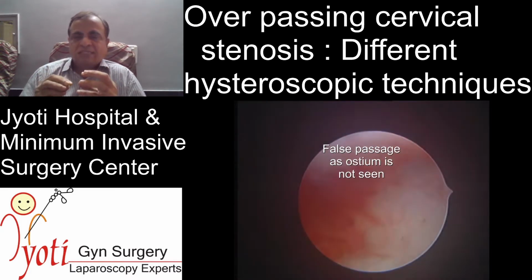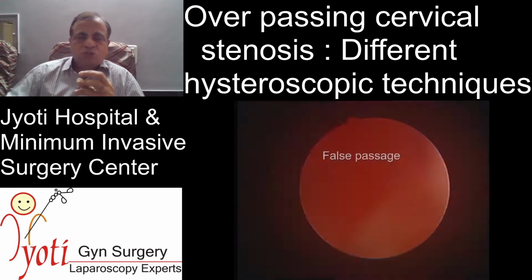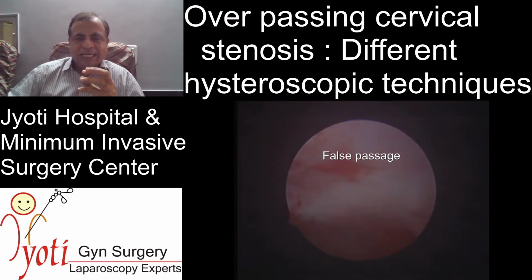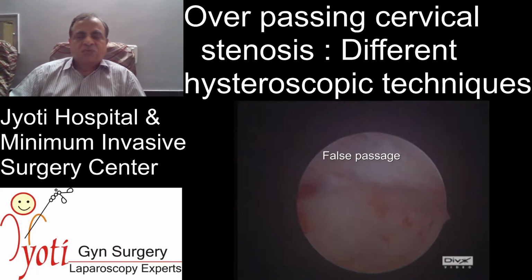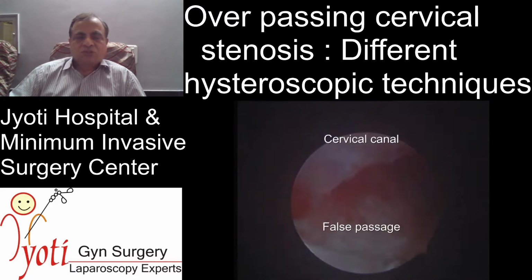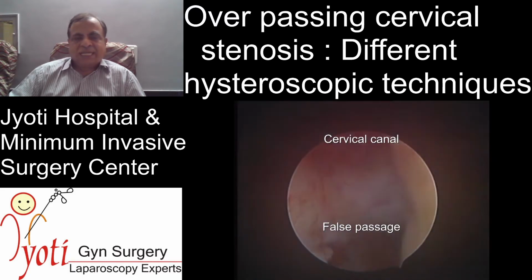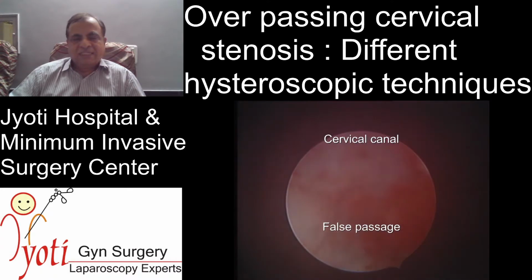So make sure that this is anteverted or retroverted. Make sure that you are moving this cable correctly and finding out where the false passage is and where the actual part of the cervical cavity starts. So this is a false passage. This is the cervical canal. You can make it out like this. Can you appreciate it? This is a cervical canal and this is a false passage.